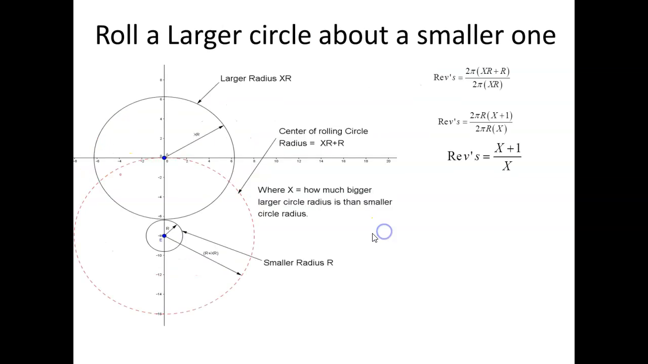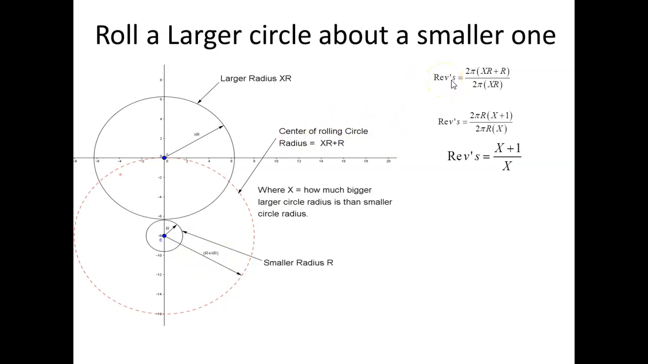Okay, let's go on. Let's see what this does. Roll a larger circle around a smaller one. Let's say I wanted to roll a basketball around the golf ball. Then how would I get my red circle? Well, my red circle would be the radius of the golf ball plus the radius of the basketball, x times r. So I do the same thing I did before.